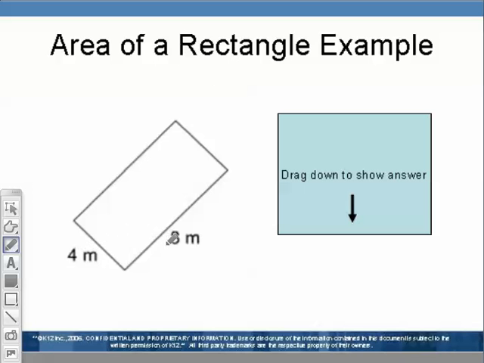Let's look at a couple of examples of this. If I've got a 4 by 8 rectangle, what am I going to do? I'm going to multiply 4 times 8. That's going to be equal to 32. Since it's meters, it would be 32 meters squared. And that's the way that you would answer that question.